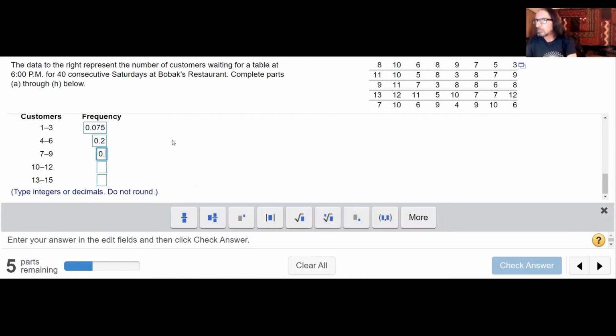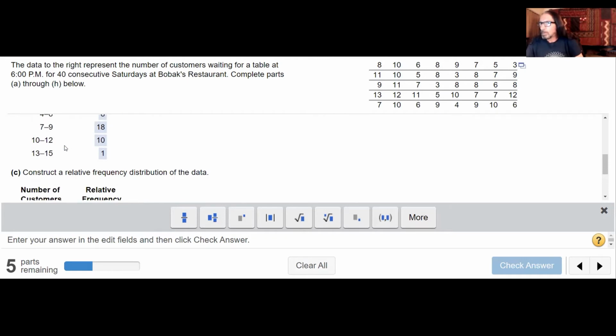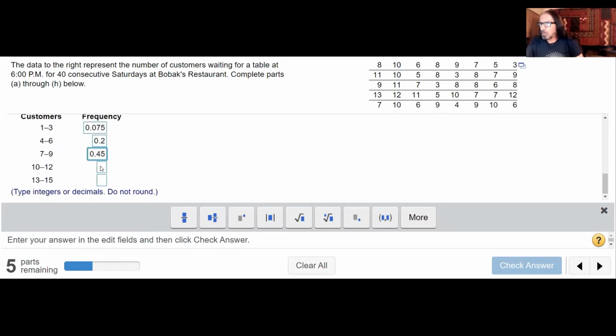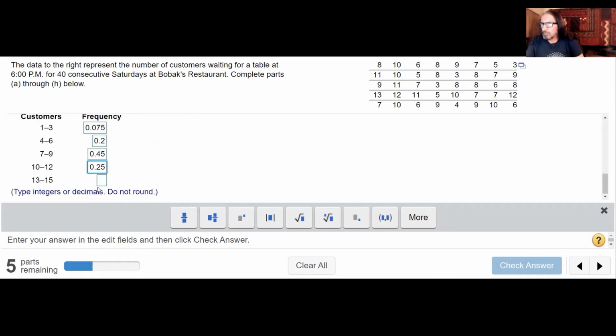Notice that it says in the directions to type that as integers or decimals. They'd all have to be decimals. You couldn't have anything bigger than 1. Relative frequencies should be at least 0 and at most 1. And then your total of relative frequencies should be 1. We're not supposed to round either. Notice that in the directions there at the bottom.